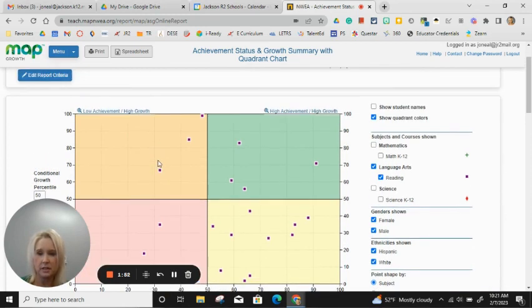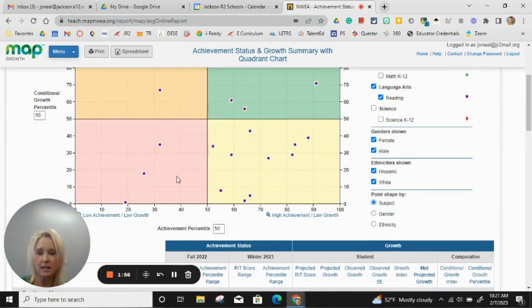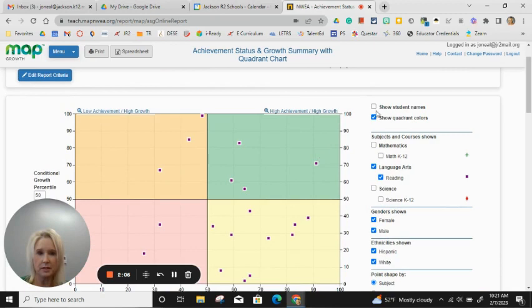These students over here with low achievement and high growth are on the right track. These students down here we need to really be having conversations with. These are students with both low achievement and low growth. Now, I can also go up here and click Show Student Names, and each one of these will turn into a student name. So you can see that really quickly and get a handle on where that entire class is.